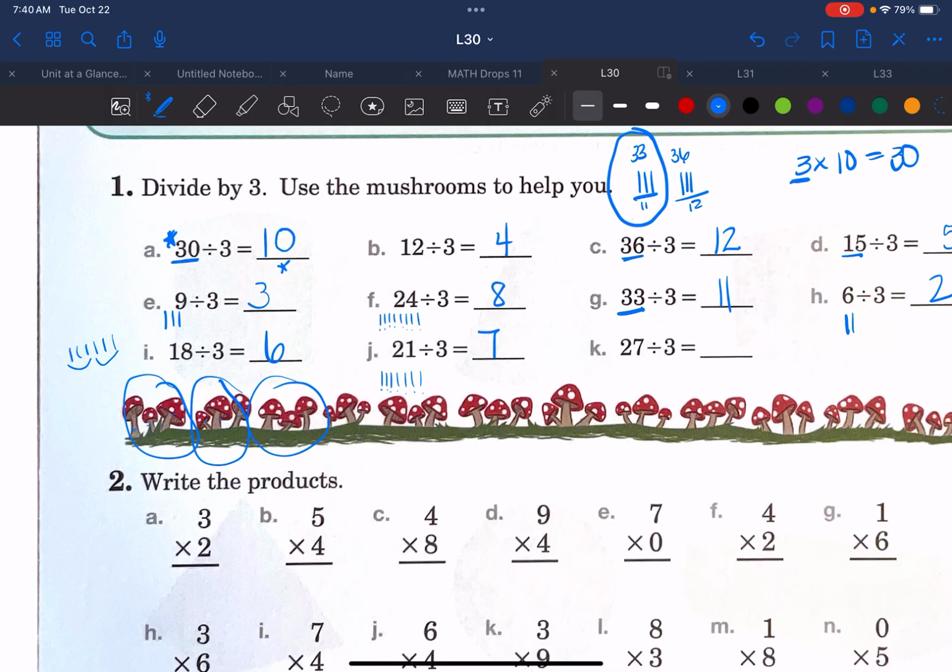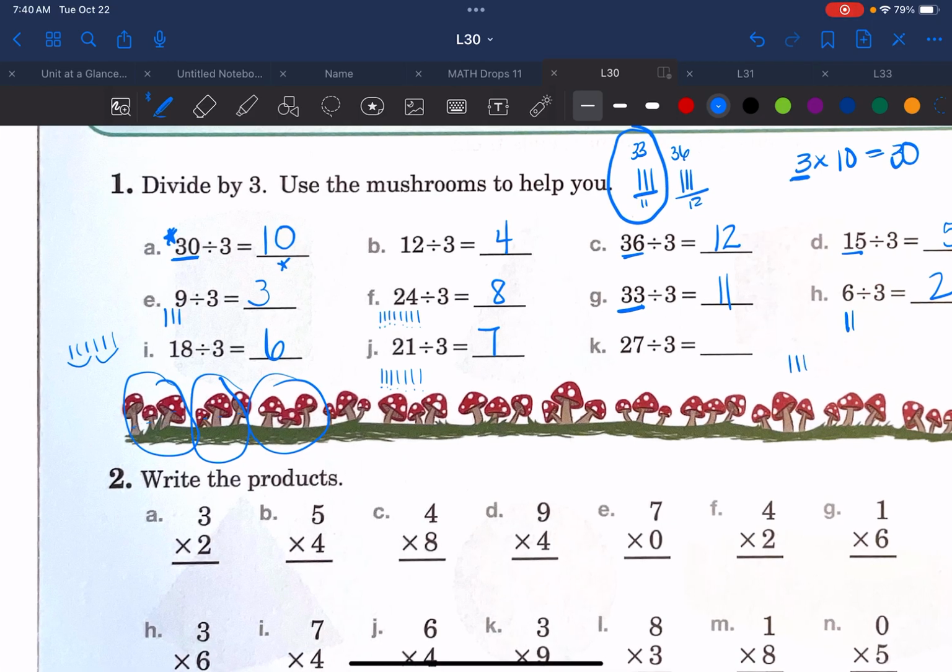Now 27. 3, 6, 9, 12, 15, 18, 21, 24, 27. Stop right there. Oops, I think I counted that wrong. 3, 6, 9, 12, 15, 18, 21, 24, 27. So not that one. All right. So I did it in 3s, so now I can go 3, 6, 9. That was 9 groups. All right, so that's how you would divide.